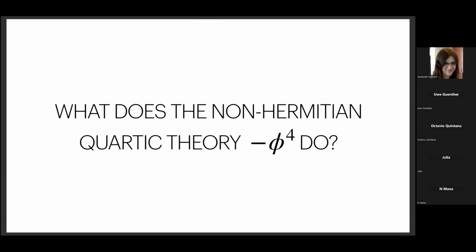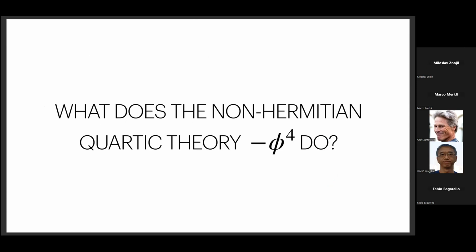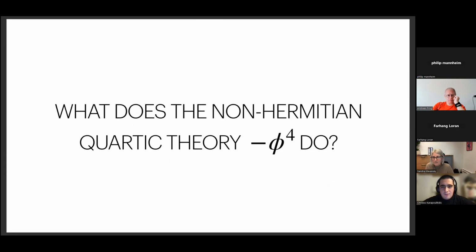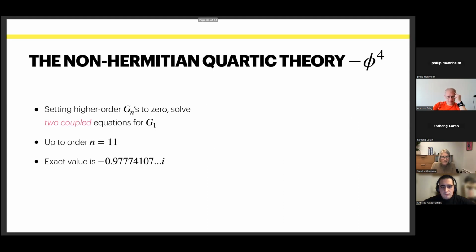All right, so now we could think about what does the non-Hermitian quartic theory, minus phi to the fourth, do? And of course, naively, what we might have thought is, well, if for phi cubed we've got nice bubbles occurring in a threefold symmetry, wouldn't a minus phi to the fourth give us nice bubbles occurring in fourfold symmetry? Unfortunately, that doesn't happen. But the result is also very interesting, okay?